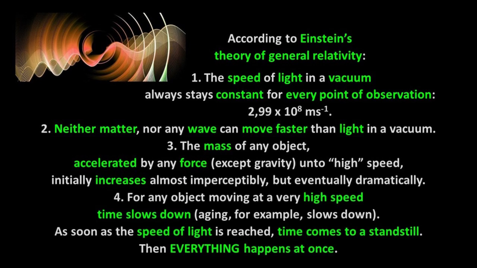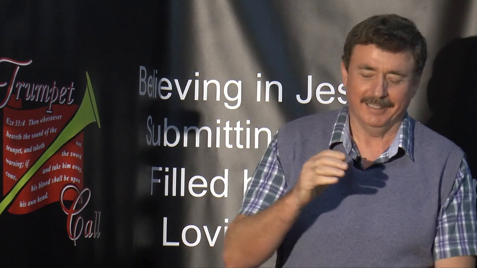For any object moving at a very high speed, time slows down. Aging, for example, slows down. As soon as the speed of light is reached, listen carefully, time comes to a standstill. Then everything happens at once. Look at me quickly. It's very difficult for our minds to think of time. Because we're so used to time proceeding at 24 hours a day. Constant. For millennia it's done that. So we think time has always been like that and will always be like that. It's just going to go on and on and on and on at the same rate.